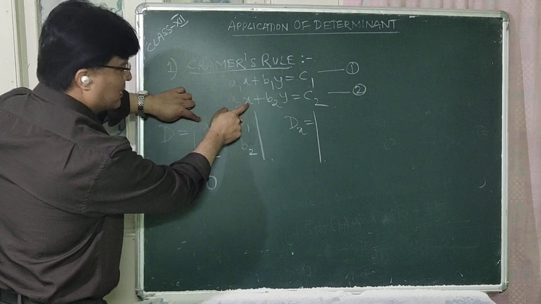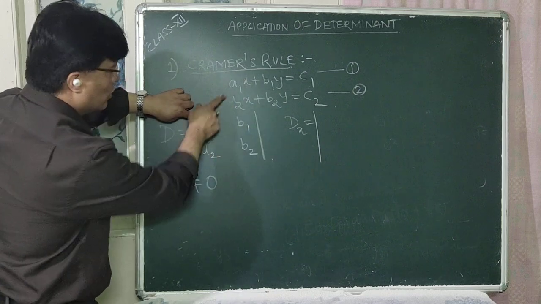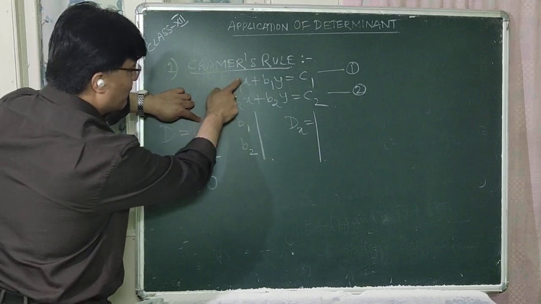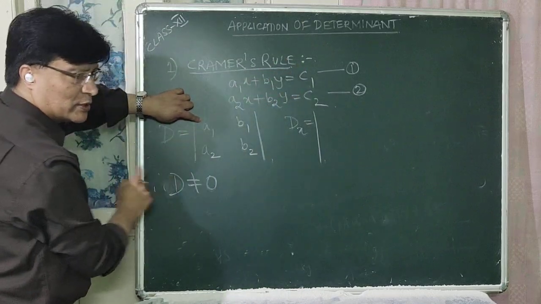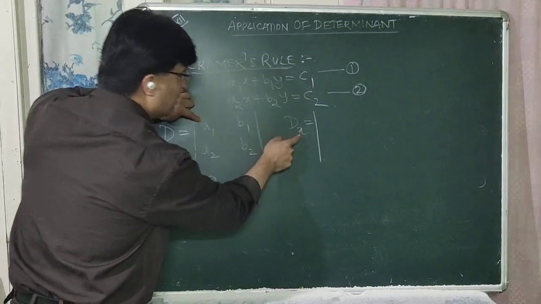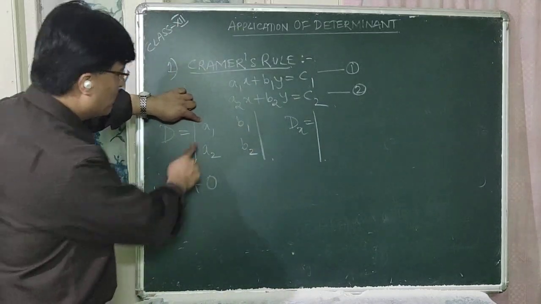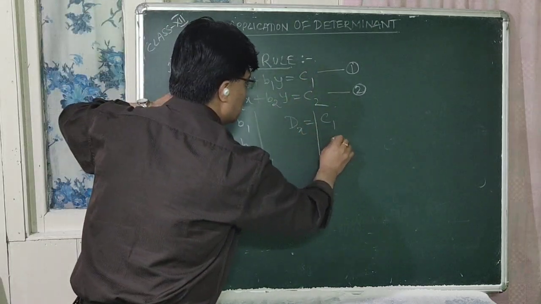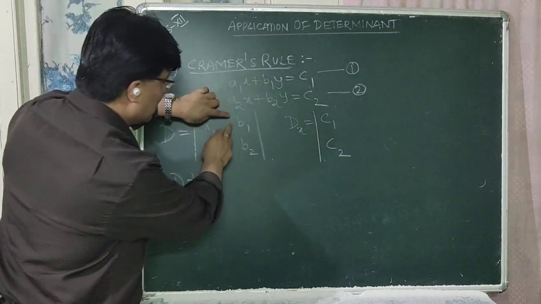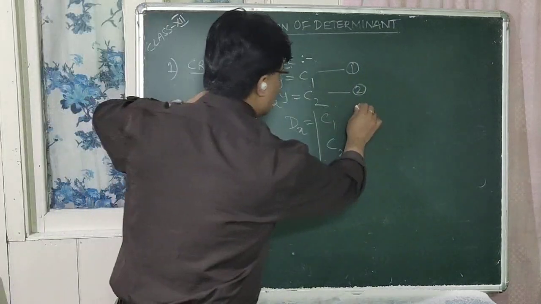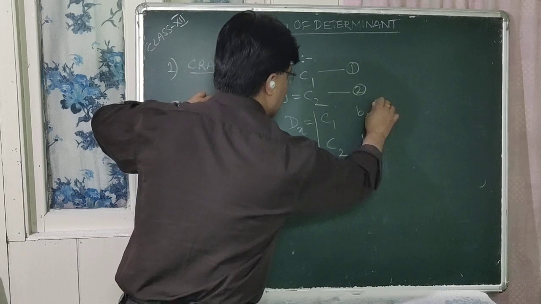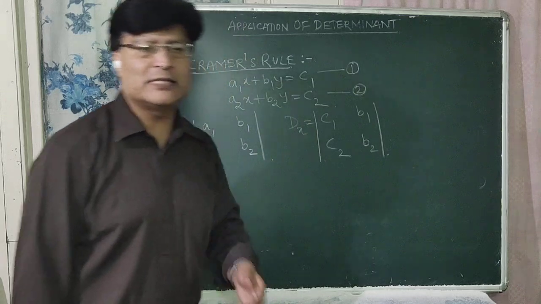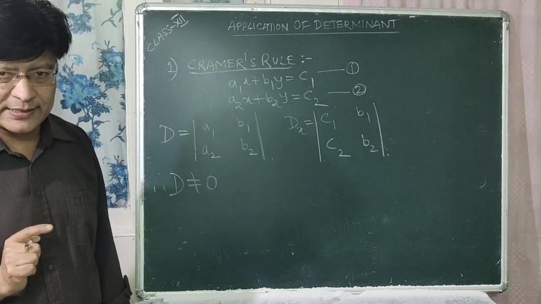the coefficients of x in equation 1 and in equation 2. These are the coefficients of x from equation 1 and equation 2. Now, in order to find this Dx determinant, you have to replace a1, a2 by the constants c1, c2. And the second column remains the same, that is b1, b2. Is that clear? So you can easily expand this determinant, that is Dx.